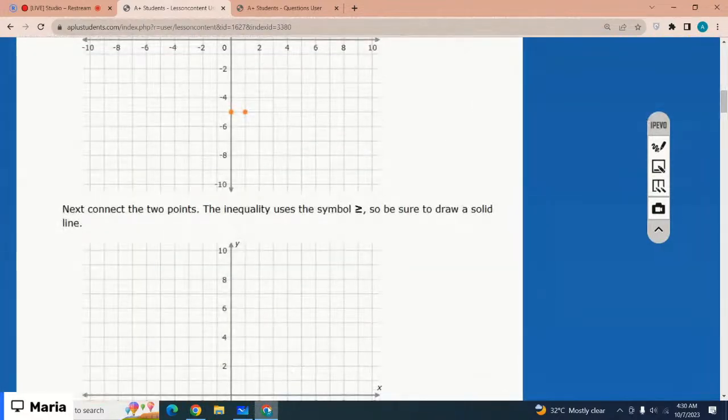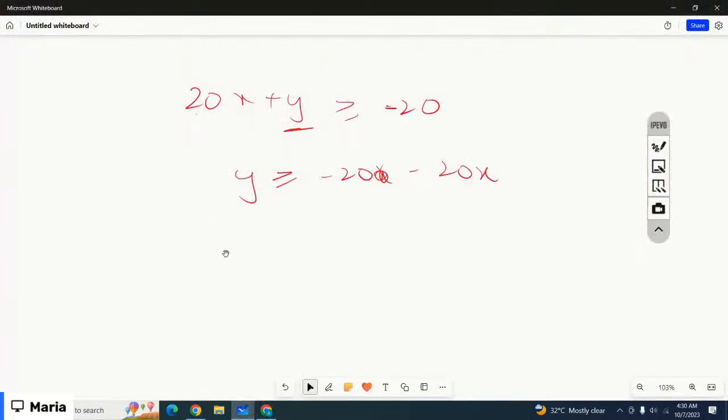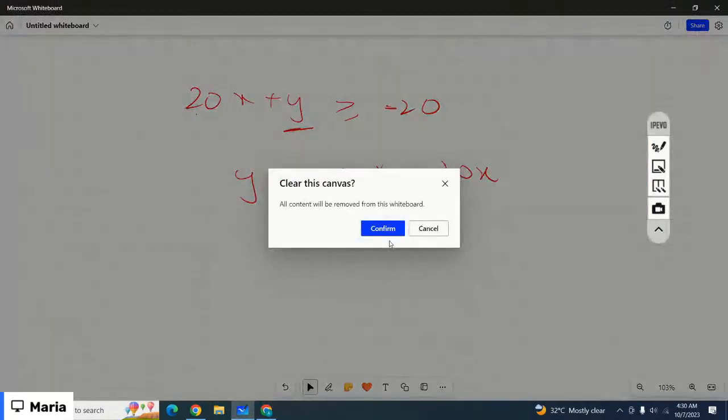The simple thing is the inequality is y is greater than or equal to -5, right? Here is the graph. Here is 1, 2, 3, 4, and here is -5, right? The inequality is y is greater than or equal to -5.